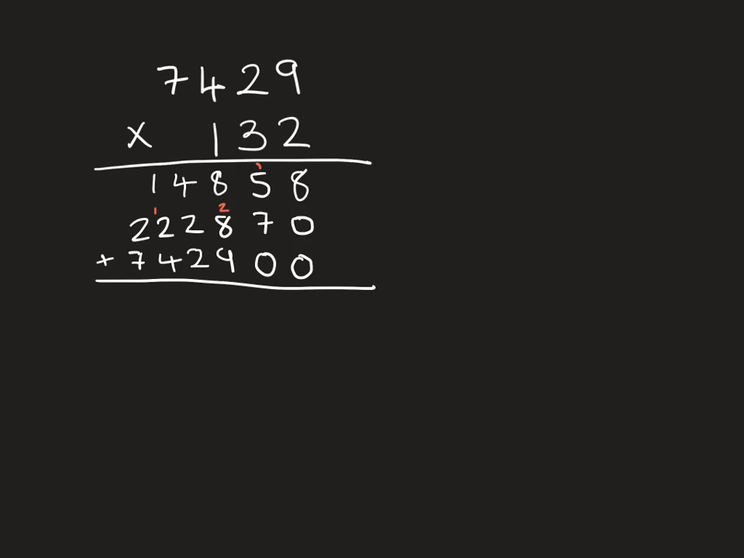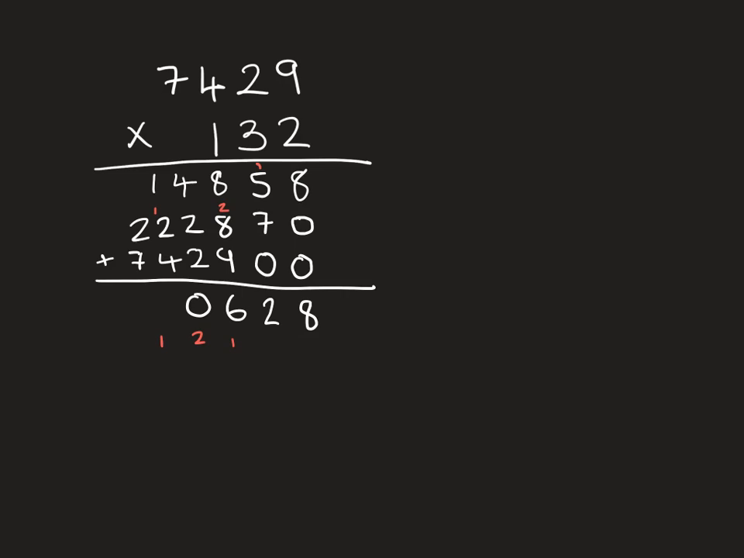So 8 add 0 and 0 is 8. 5 add 7 is 12. Carry the 1 across. 8 add 8 is 16. Add the 9, 25. Add the 1, 26. Carry the 2 across. 4 add 2 is 8. Add the other 2 is 10. Carry the 1 across.